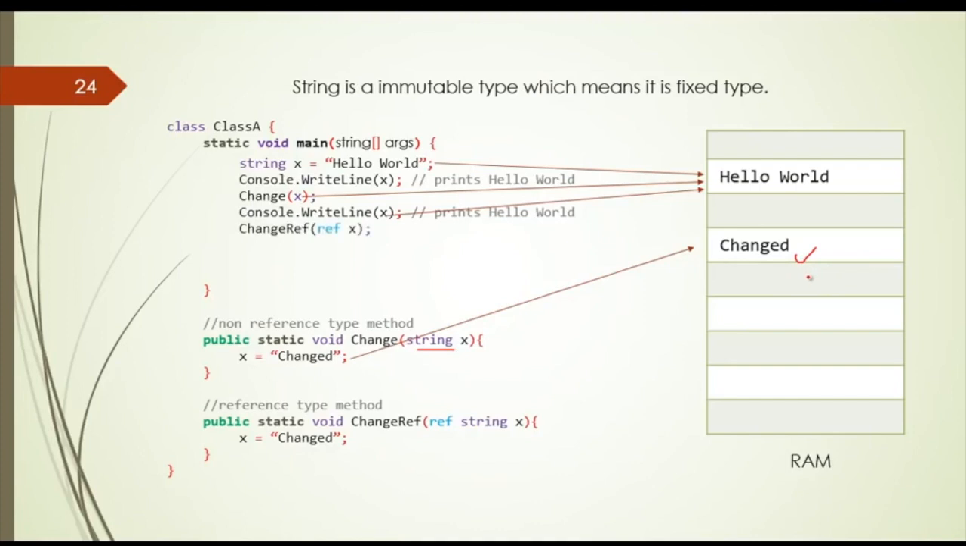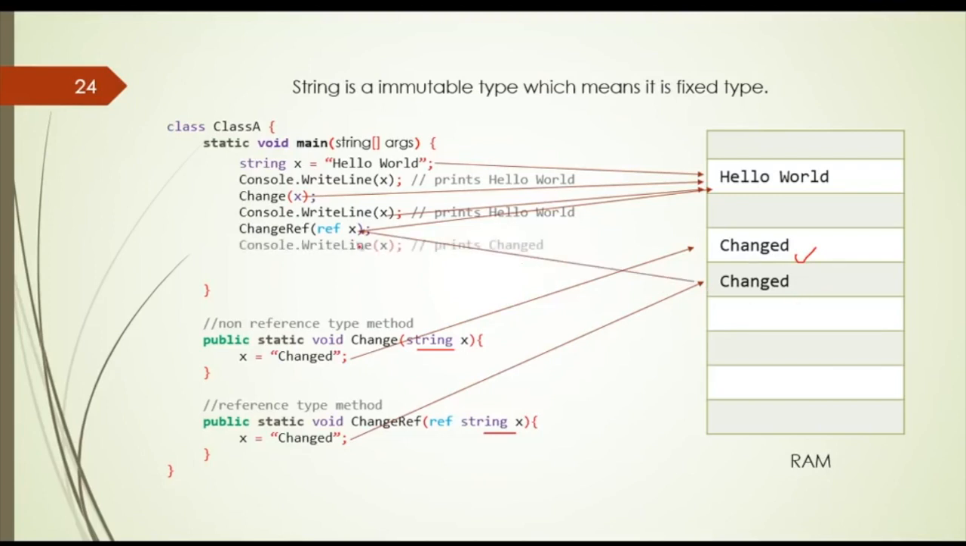So when you pass it as reference, what does it do? It also passes the memory location to your function reference. This time, when it changed to X, it also creates a new memory location and creates a string changed in a new memory location. And when you get out of the function, it gives the reference of the location to your X. So whenever you print it, you'll get the same result as changed.